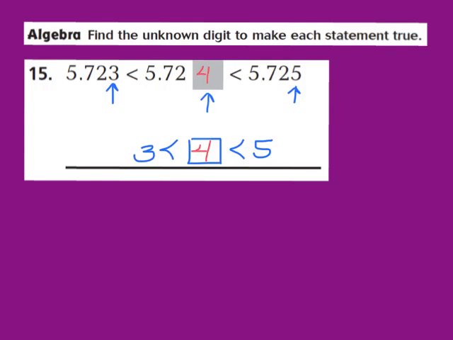So what that tells me is 5 and 723 thousandths is less than 5 and 724 thousandths, which is less than 5 and 725 thousandths. So I have now found the unknown digit to make the statement true, and that digit was the 4, because once again, 3 is less than 4, and 4 is less than 5.